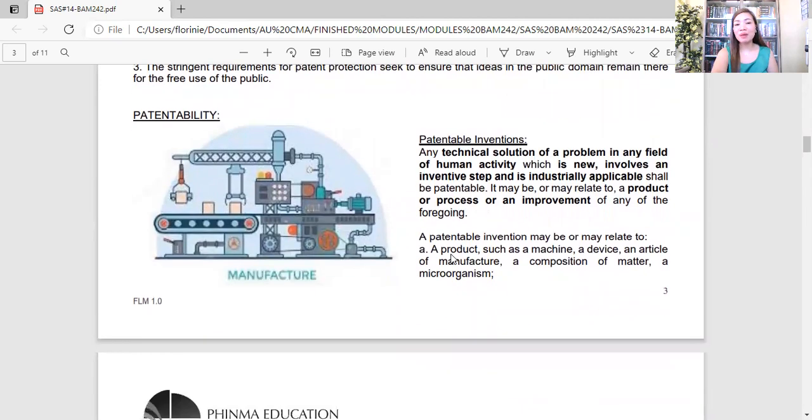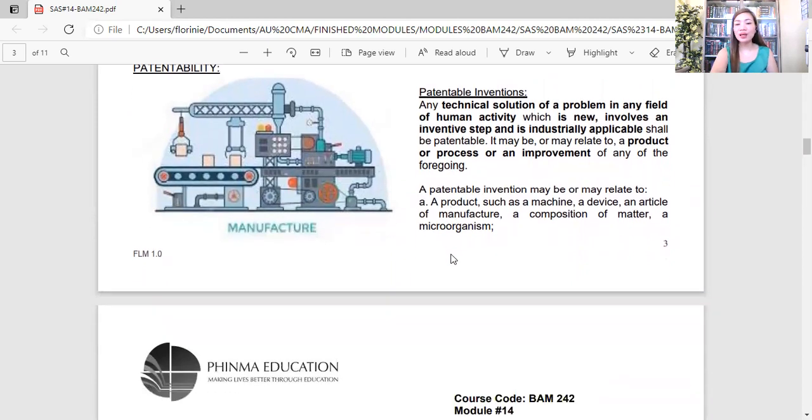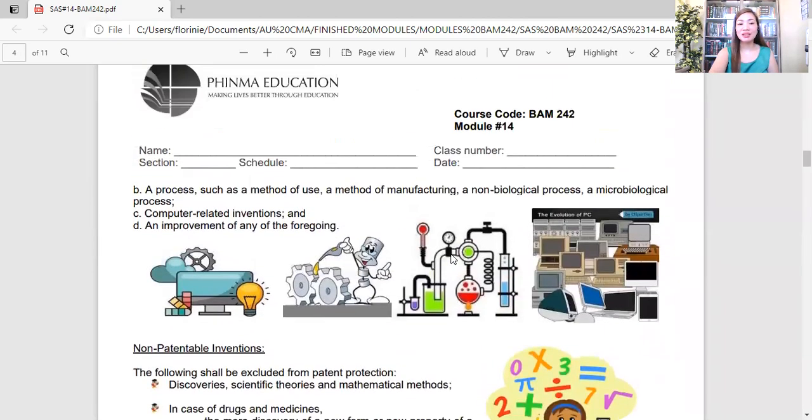So ano nga ba ang mga patentable invention? A product such as a machine, a device, an article of manufacture, a composition of matter, and even a microorganism. What else? A process such as a method of use, a method of manufacturing, a non-biological process, a microbiological process. And then C, mga computer-related inventions. Pwede rin naman yung improvement of any of the foregoing. Yung improvement ng mga nabanggit. Ayan, pwede rin yung mga yon.